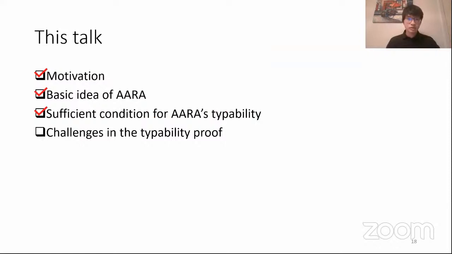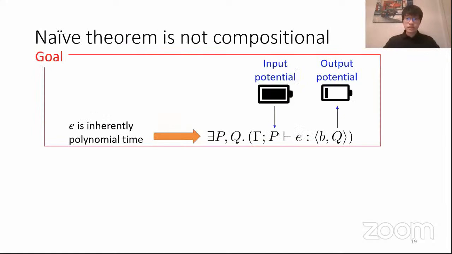Now, in the last part of this presentation, I describe the challenges we faced in proving that inherently polynomial time implies typability in ARA. This is a theorem that we want to prove ultimately. Given a program E, if E is inherently polynomial time, then there exist P and Q such that E can be typed using P and Q. Here, P is input potential, that is, the potential we supply to E before it is evaluated. Q is output potential, that is, the leftover potential after E is evaluated.